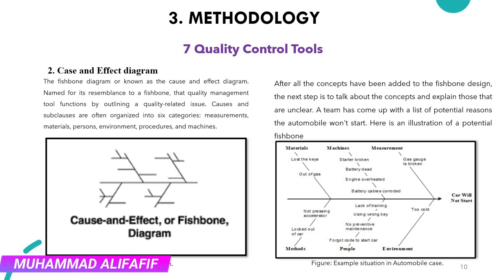Okay, next, we're going to the second quality control tool, the cause and effect diagram. Below is the fishbone diagram, also known as the cause and effect diagram, named for its resemblance to a fishbone. That quality management tool functions by outlining a quality-related issue. Causes and subcauses are often organized into six categories: measurement, material, person, environment, procedure, and machine. And then at the right side, there is an example of a situation in an automobile case.